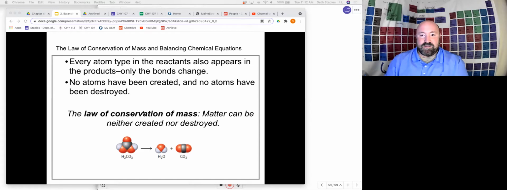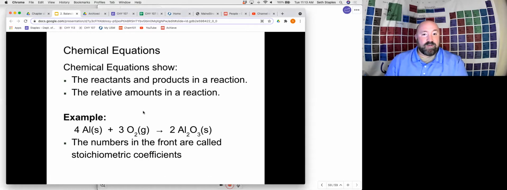And so let's look at some of the pieces of a chemical reaction, or chemical equation, rather. In a chemical equation, we show the reactants and the products in a reaction. We also show the relative amounts. And so sometimes I think of this as the recipe.